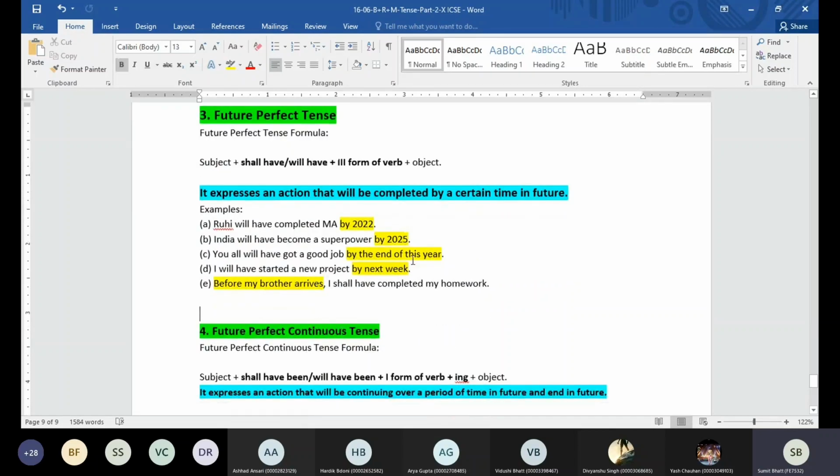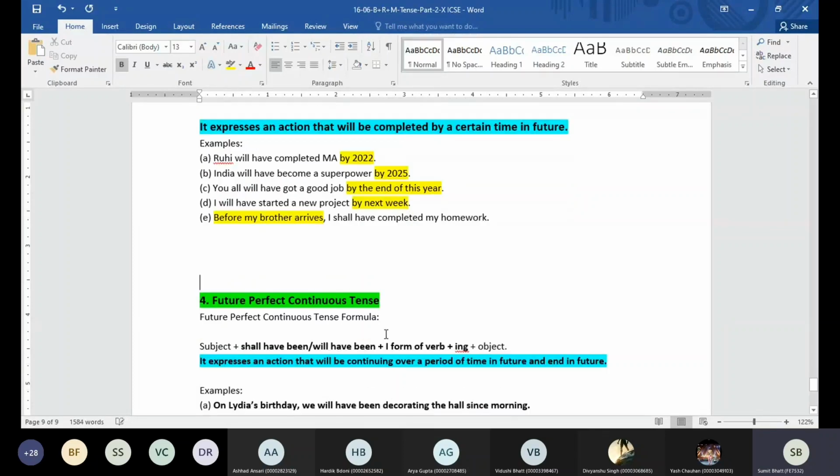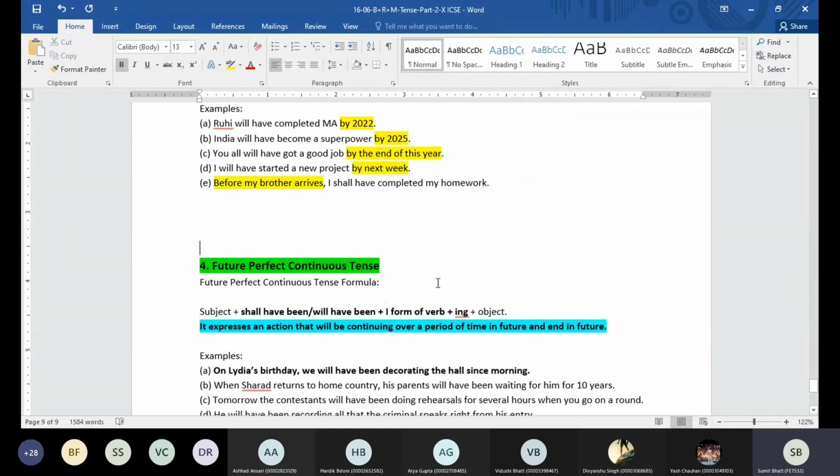So there is nothing much in future perfect and future perfect continuous, but let's also understand when to use future perfect and when to use future perfect continuous. With perfect continuous, we refer to something which will be ongoing in the future from a certain time, and the action will complete in the future only. Here we use subject, shall have been, will have been, verb plus ing, object, and after that we can use since or for, and a time phrase can be there.